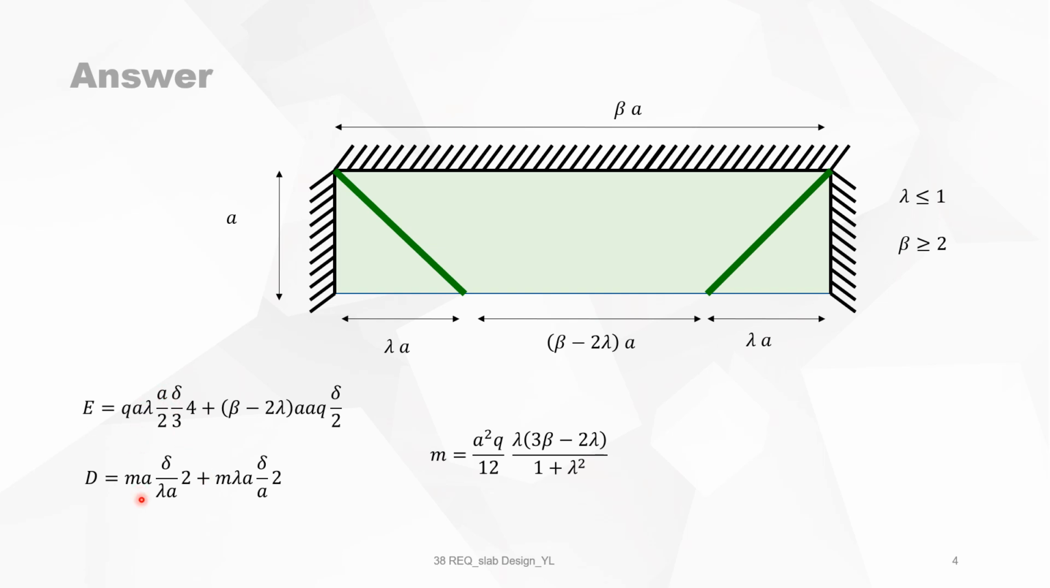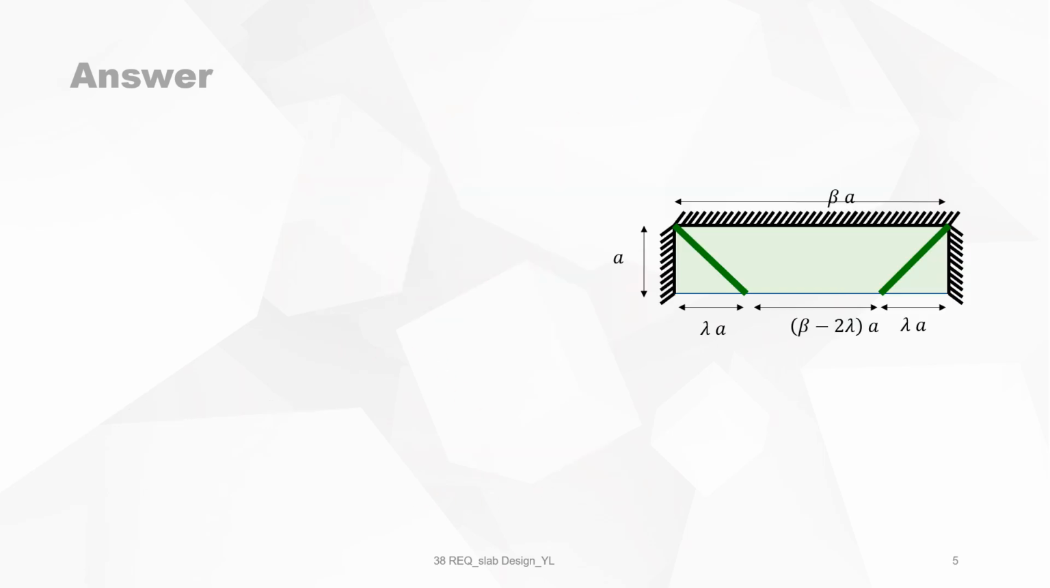E is equal to D. We get M out of it. And this is the expression for M as a function of lambda and beta. So we got this expression from the previous slide. Take care, these are the limit values of lambda and beta.